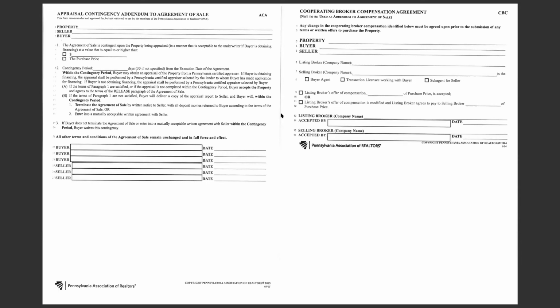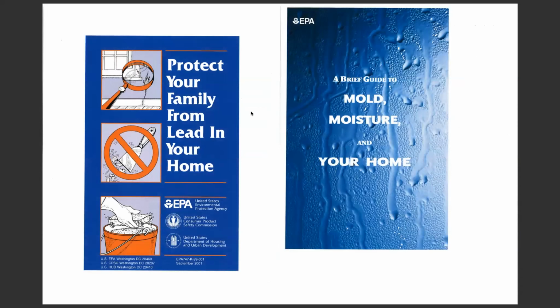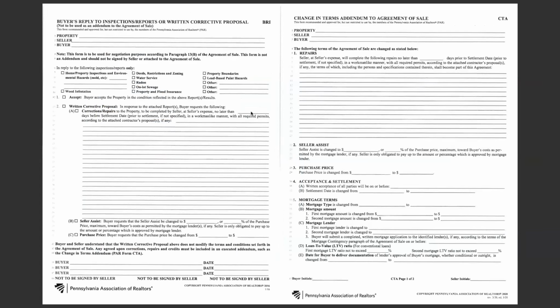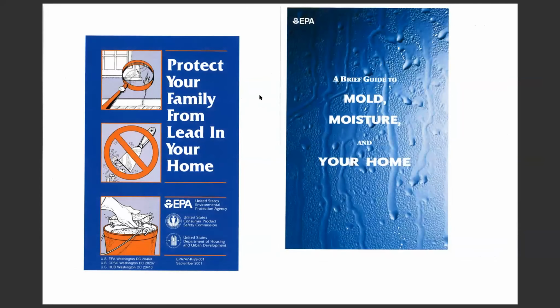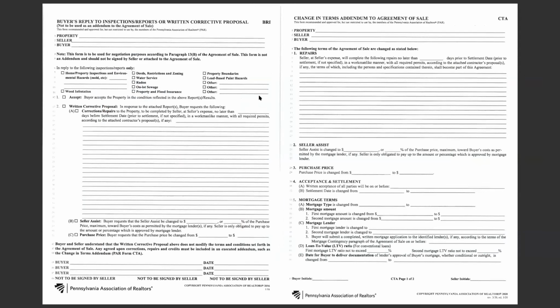Last is the paperwork known as Protect Your Family from Lead and Mold Moisture in Your Home. These forms are mandated and have to be given to the client, buyer agent, right? On our next slide, here are two forms that you're going to use eventually as you move along in the transaction.